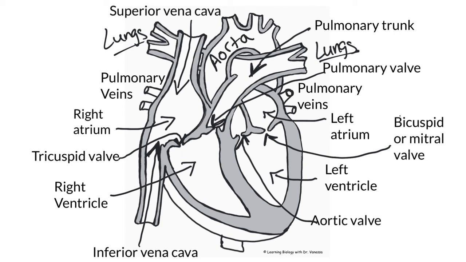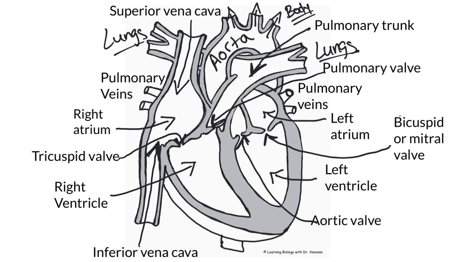Now the aorta is the largest vessel in the body, and the purpose of the aorta is to get blood all through the body. So it's going to branch off into many different arteries, and this is what is going to get blood to the body, and it's going to travel all through the body.